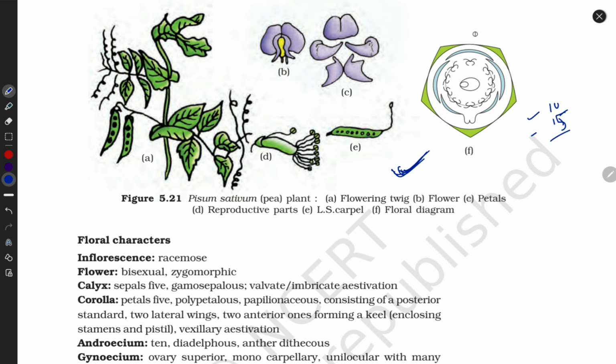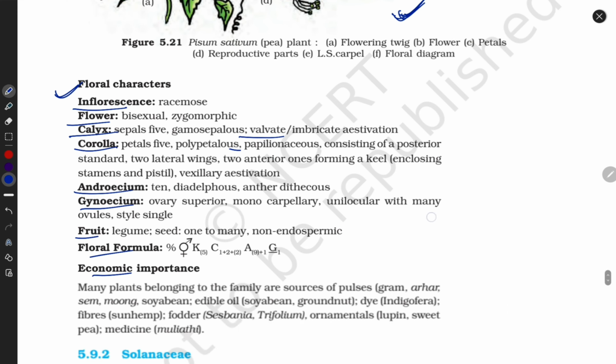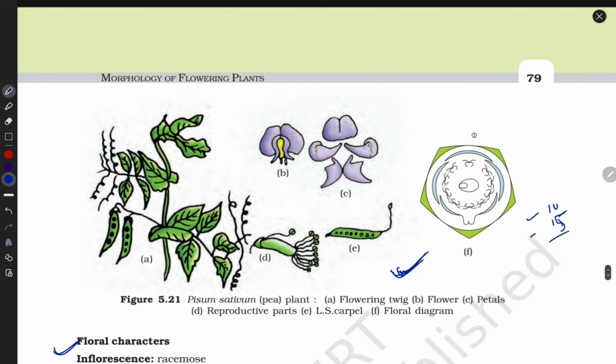Guys, simple. These are the floral characters, like inflorescence type and flower type. Does it have calyx, its arrangement, corolla, its arrangement, androecium, gynoecium, fruit, floral formula, and that's it. Then economic importance. If you remember this diagram, you can easily write down 10 to 15 points, one by one.